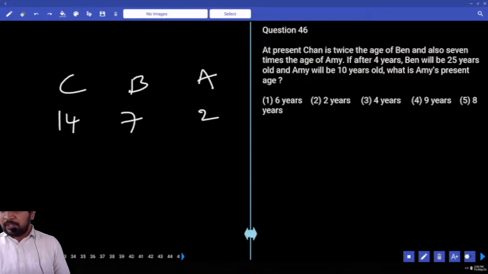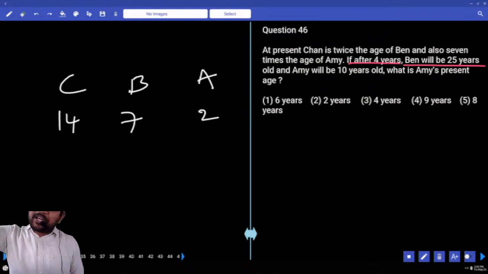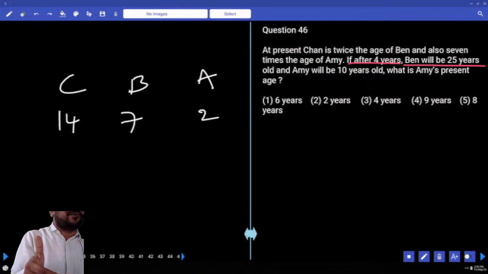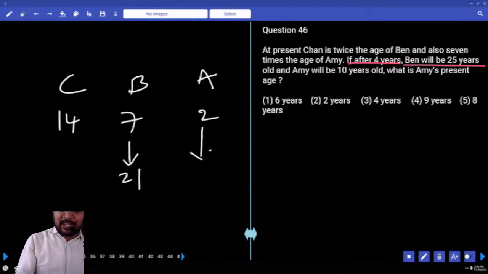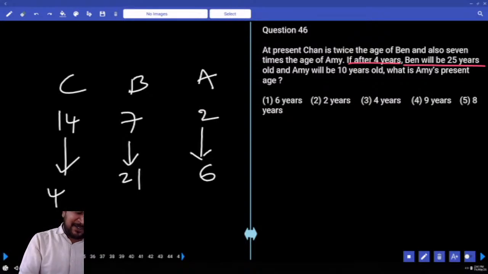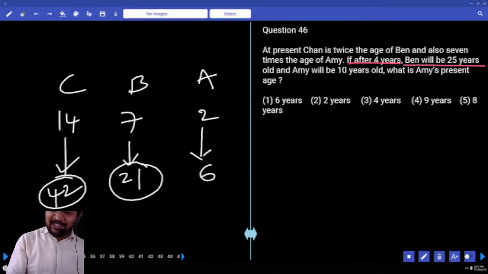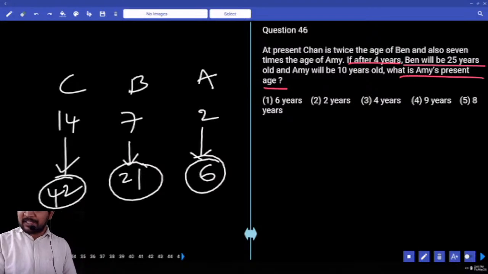Now see here. After 4 years, Ben will be 25, but the present age is 21. Therefore, the present age of Ben is 21. The present age of Ami is 6. The present age of Chan is 42. What was asked? Ami's present age.